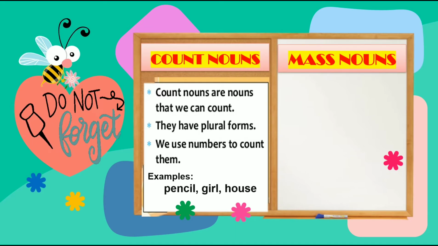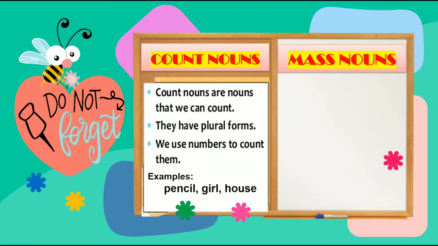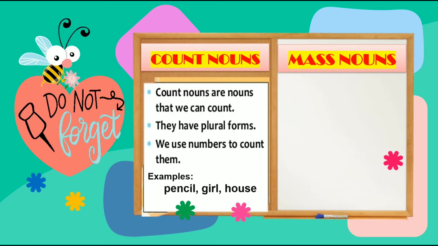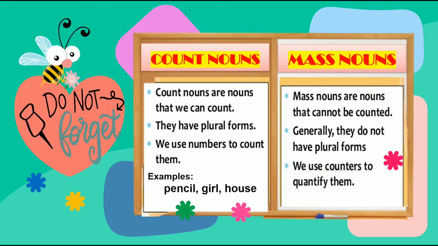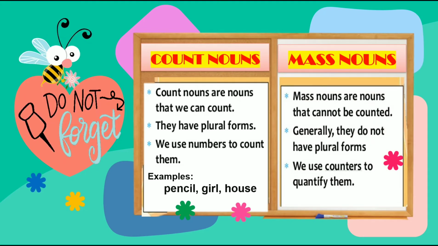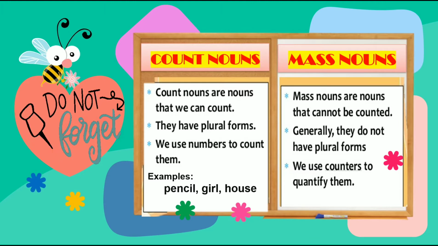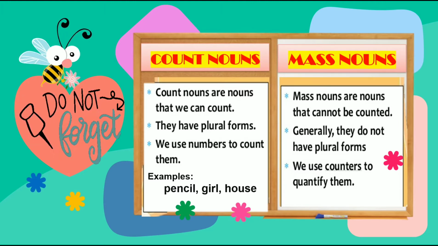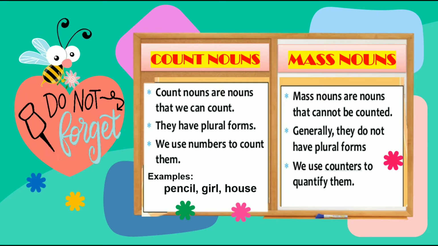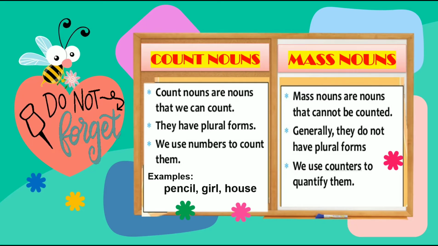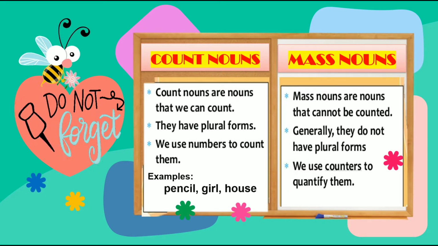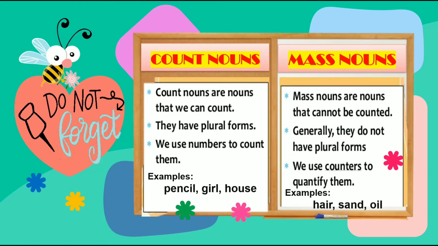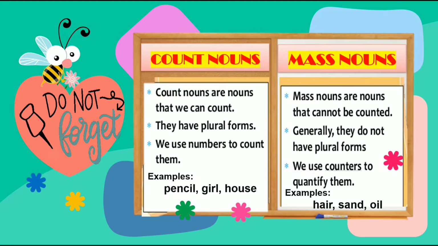Examples: pencil, girl, or a house. Mass nouns, on the other hand, are the nouns that cannot be counted, but they can be measured. That's why whenever we try to measure the amount of the mass nouns we are using or talking about, we use counters or quantifiers. Examples of mass nouns: hair, sand, and oil.